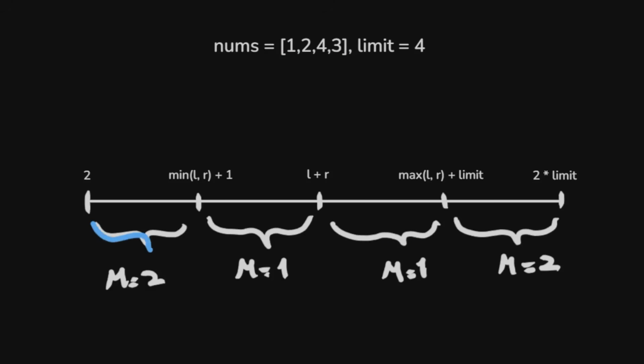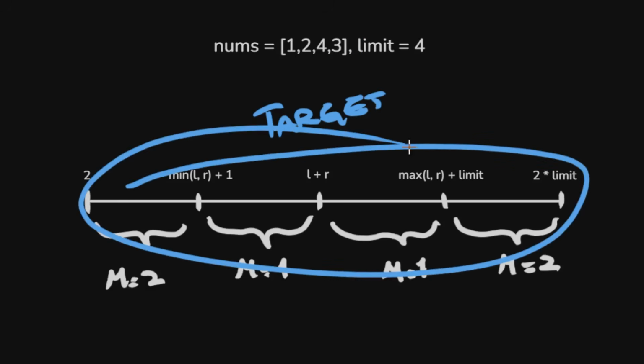And as you can see here, we have ranges. This means that anything that goes in between 2 and the minimum between left and right plus 1 requires 2 moves. Anything that goes in between the minimum between left and right plus 1 and left and right requires 1 move, and so on. These are the 4 possible ranges. So we know that the target to get the minimum number of moves in order to make this array complementary is somewhere in this line.